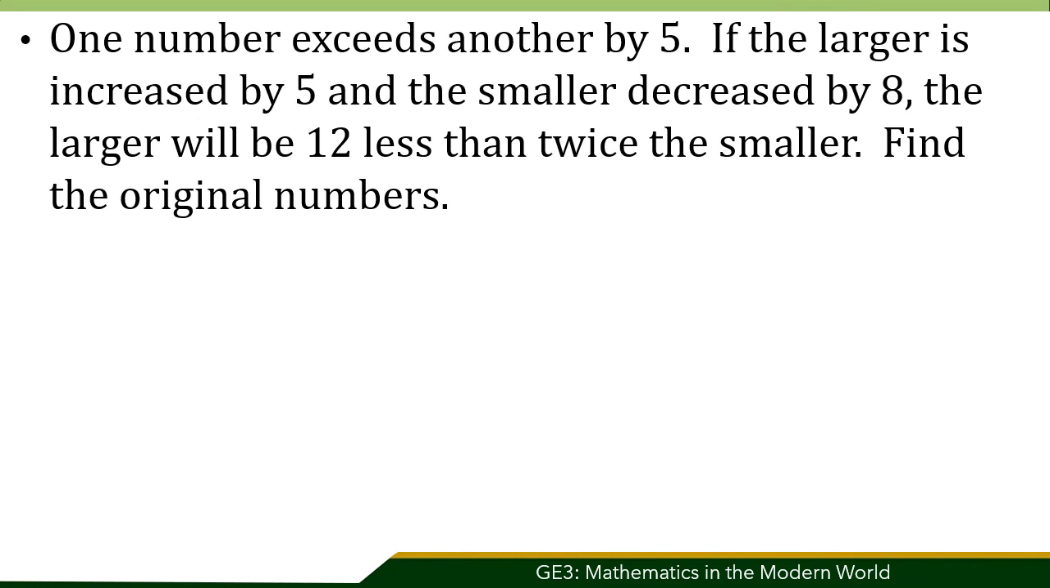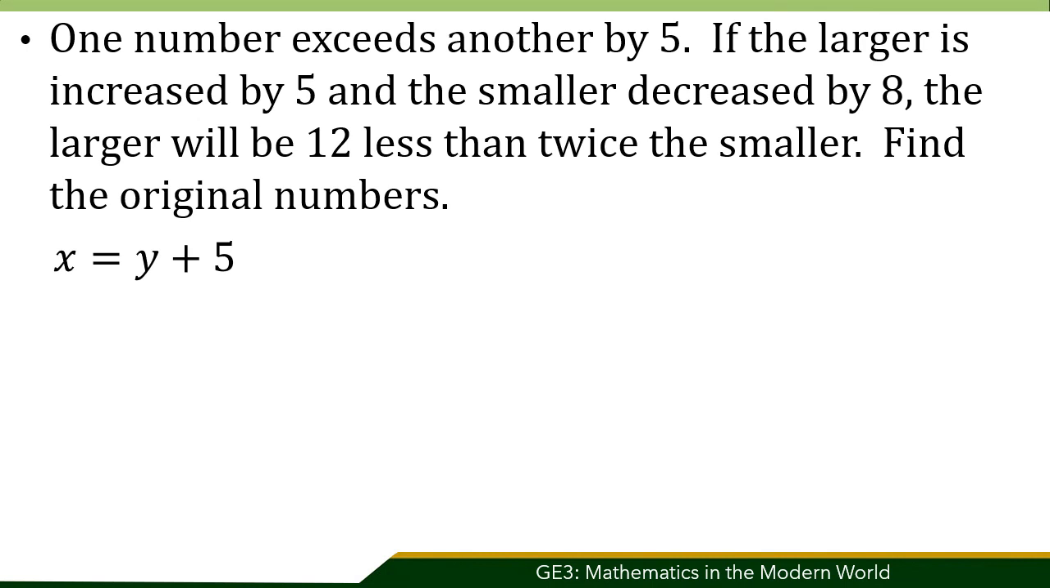Next, one number exceeds another by 5. If the larger is increased by 5 and the smaller decreased by 8, the larger will be 12 less than twice the smaller. Find the original numbers. So look at the first statement. One number exceeds another by 5, so let x and y be the numbers. So in the first statement, we could make an equation x equals y plus 5 because one number exceeds another by 5.